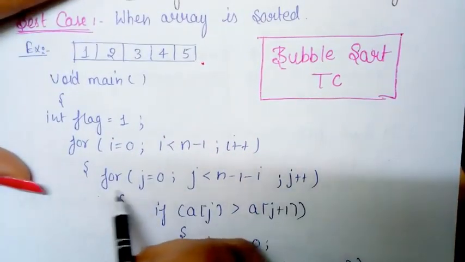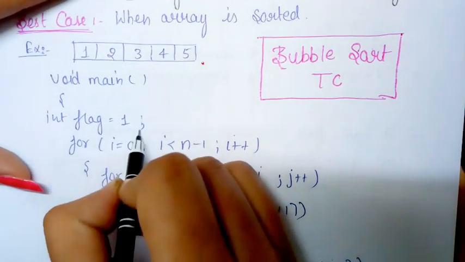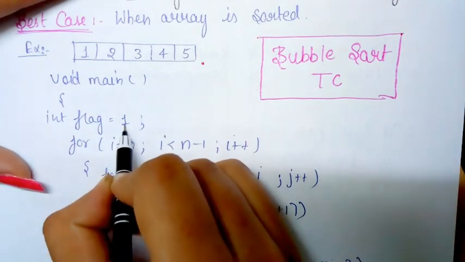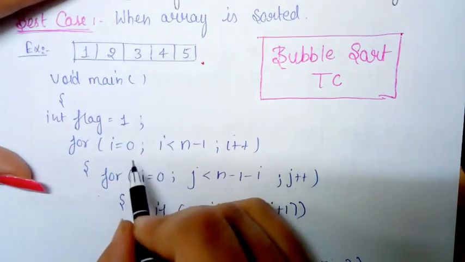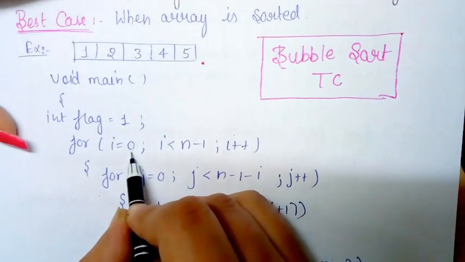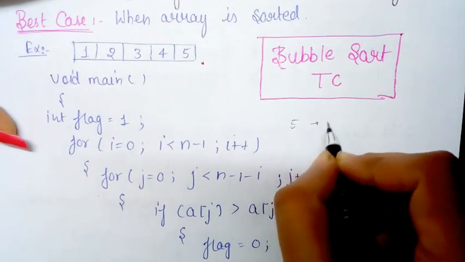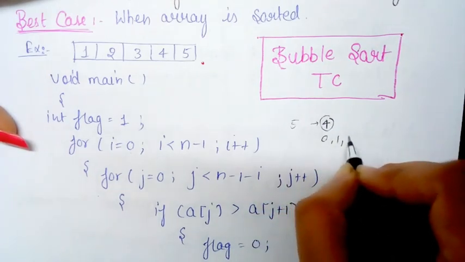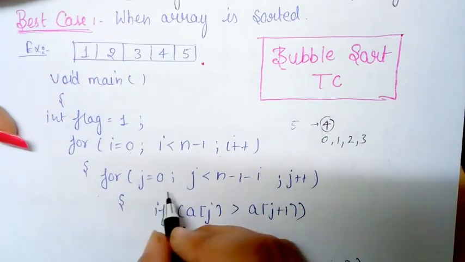As I have told you in the last video lecture, this is the program for bubble sort. Suppose I take a flag variable here, integer flag, and I am assigning the value as 1. As I have told you, it always starts from 0, and if it has 5 elements, it requires 4 comparisons in the first pass. So that will be 0, 1, 2 and 3, so that will be less than n minus 1.